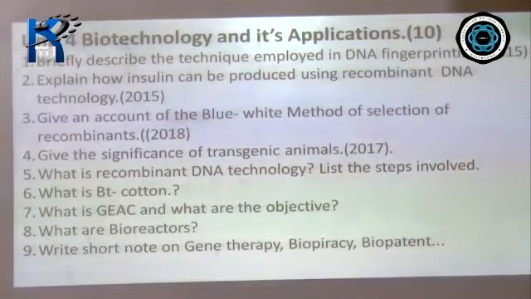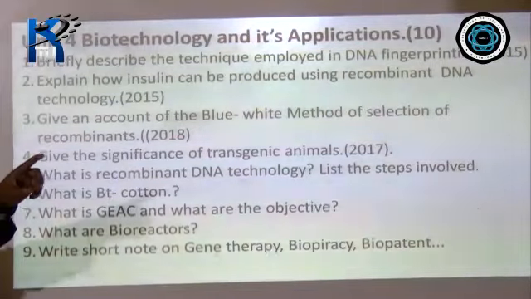So, probability for the last 5 years and before that, some questions have been repeated. So you should focus on those questions which have repeatedly come and try to make notes of them. First one: briefly describe the technique employed in DNA fingerprinting. Sometimes it is: write notes on DNA fingerprinting, or application of DNA fingerprinting. Here, describe the technique employed in DNA fingerprinting.